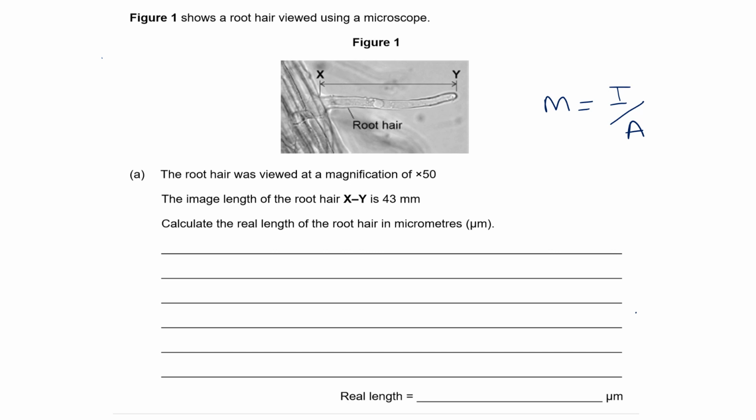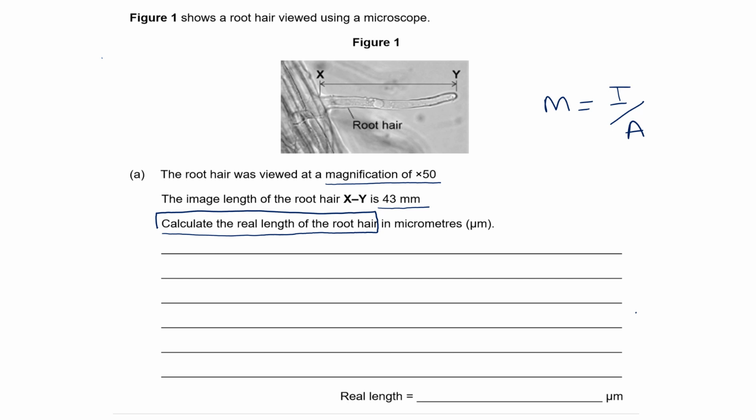Whenever doing a question like this, there are two things that we recommend. First of all, bug the question, which means box off the command word. We can see here in the question, it asks us to calculate the real length of the root hair. So that's the command word there, to calculate the real length. The U in bug stands for underline any other important information. And we can see the root hair was viewed at a magnification of times 50. So we have the value for our magnification. And the image length of the root hair was 43 millimetres.